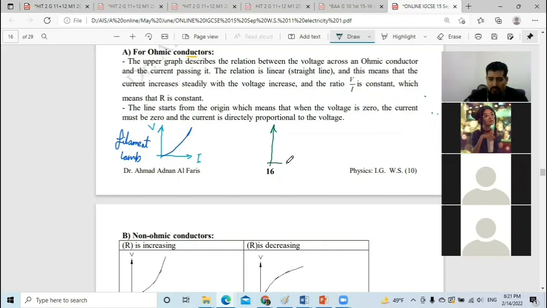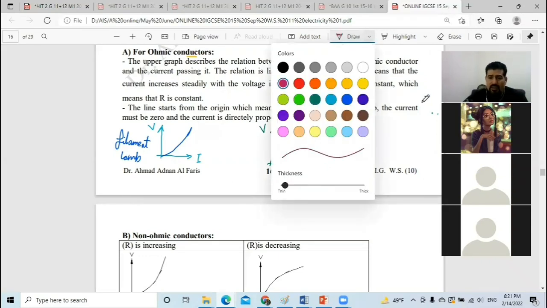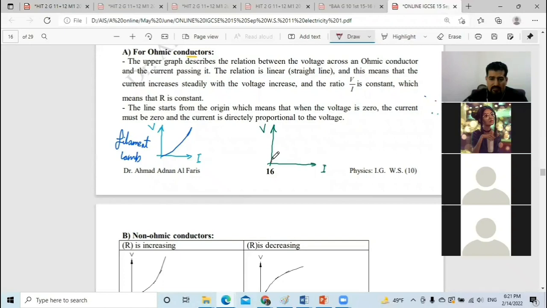For thermistors, another device called a thermistor, the voltage and the current have a graph that changes in the other way, like this. As the voltage and the current increase, its resistance decreases. That's for the thermistor. We're going to study it later on in detail.